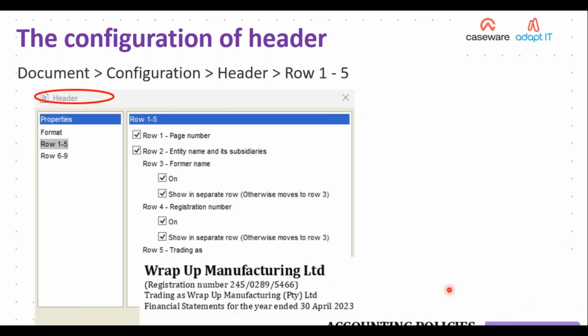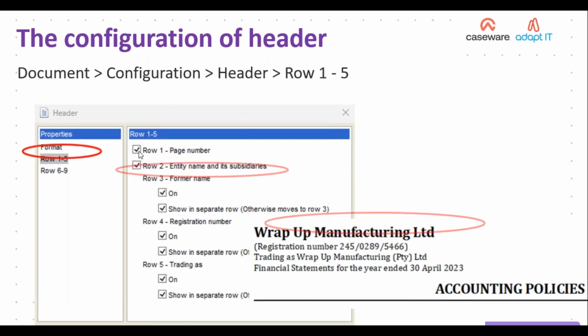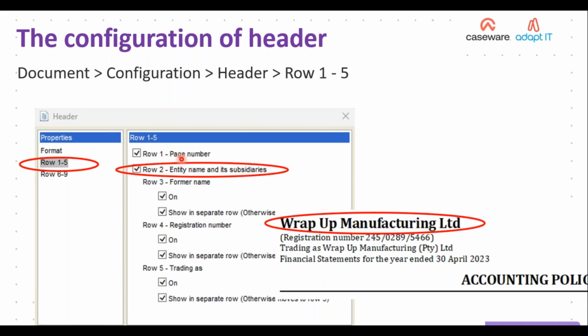Now, if we go granular in our header, if we look at the header rows 1 to 5, they relate to the different items that you have on the header of your financial statements. Row 1 refers to the page number. I think that's self-explanatory. I don't need to delve into that one.